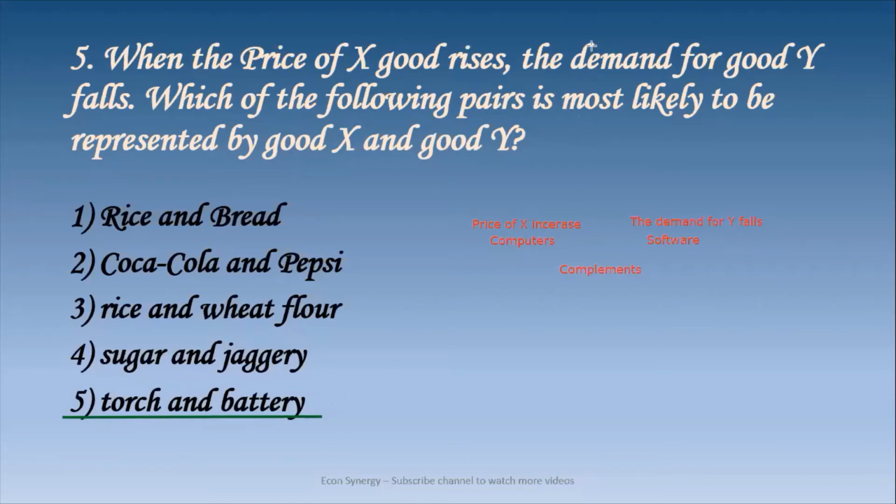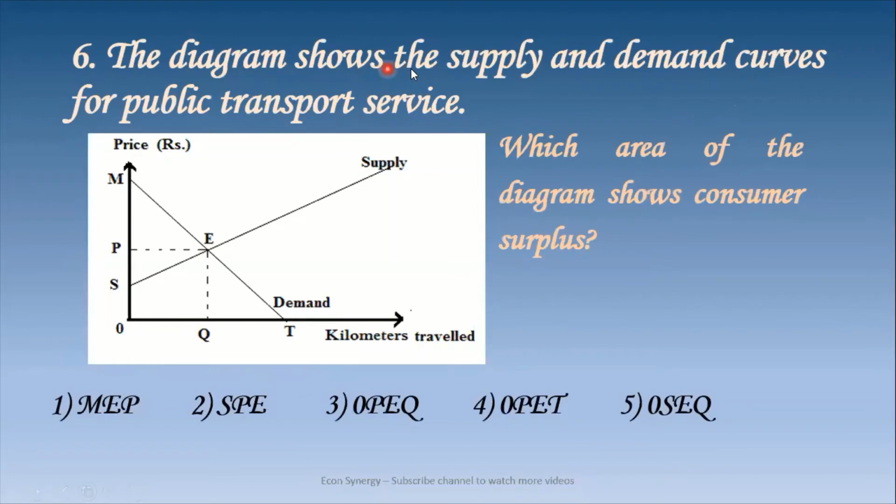Then I move to the next one. Question number 6. The diagram shows the supply curve and demand curve for public transport service, and it asks which area of the diagram shows the consumer surplus. Before finding the answer, I will show you the consumer surplus, producer surplus, and economic surplus. Consumer surplus is this part, this green colored part.